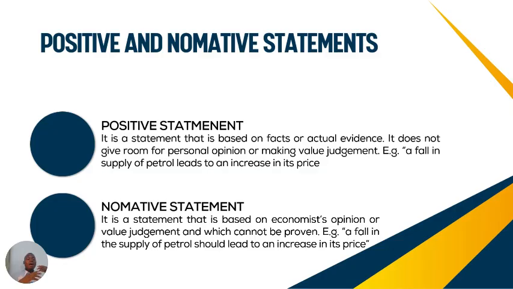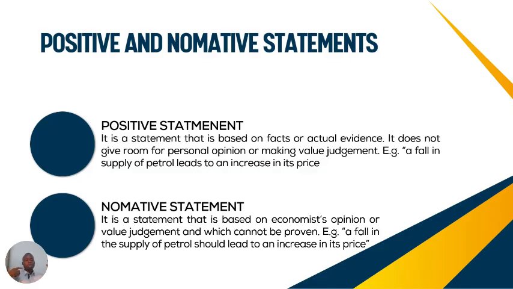Now we also have normative statements. This is a statement that is based on economist opinion or value judgment and which cannot be proven. So it's economist opinion, because as economists we can also have opinions, but some of our opinions are not fact based, it's just our opinion. So we call that a normative statement.